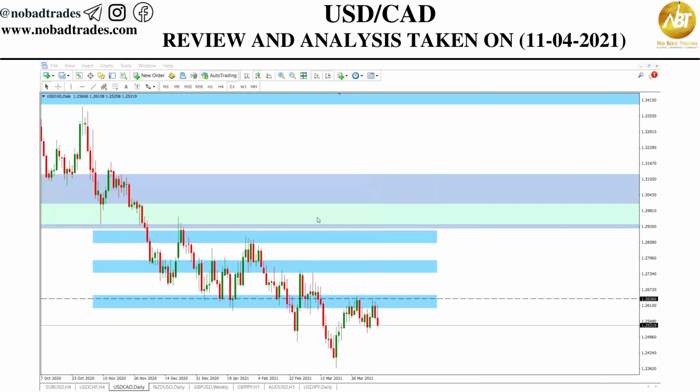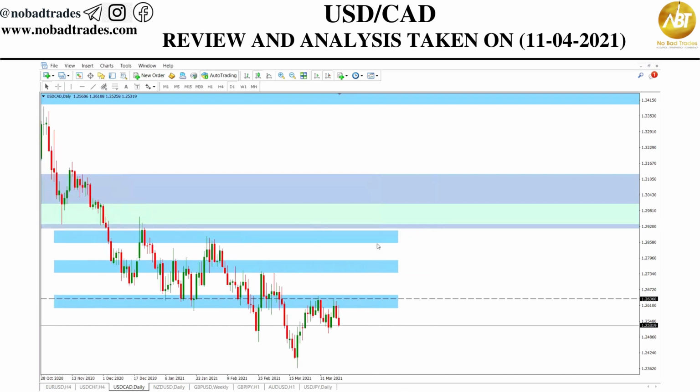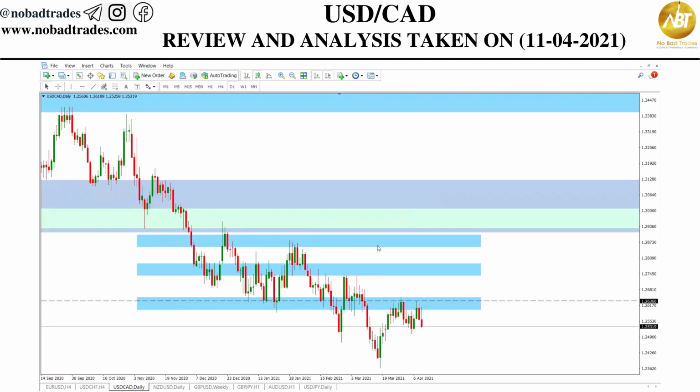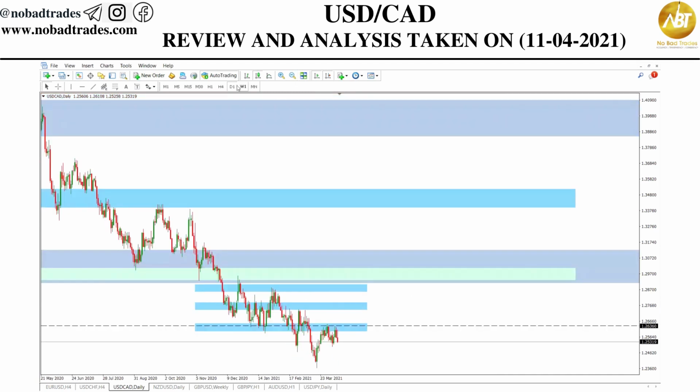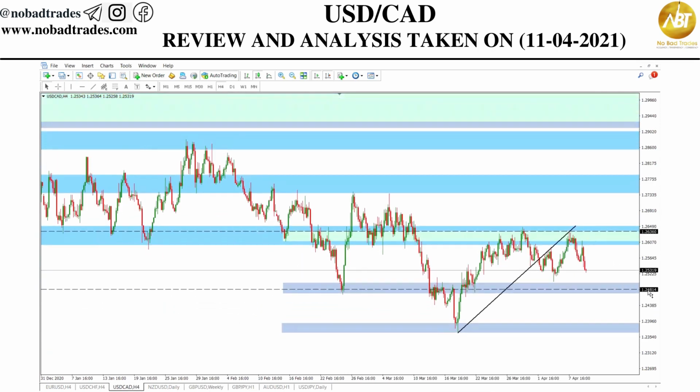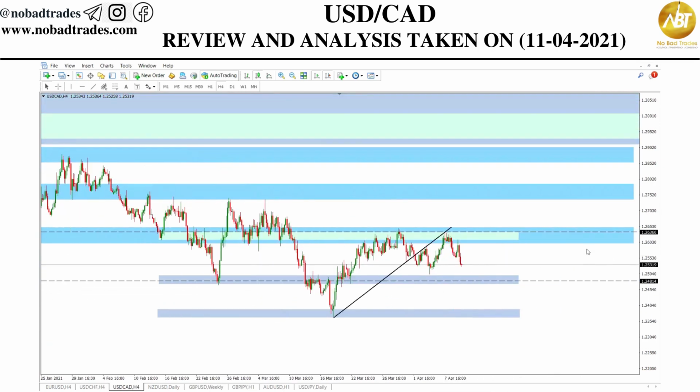You understand what I mean? So that being said, let's get back into it. Let's go back to the 4 hours time frame, right? On the 4 hours time frame, we had already added our 4 hour zones as well, right?